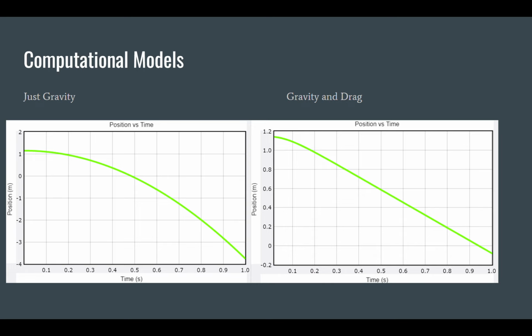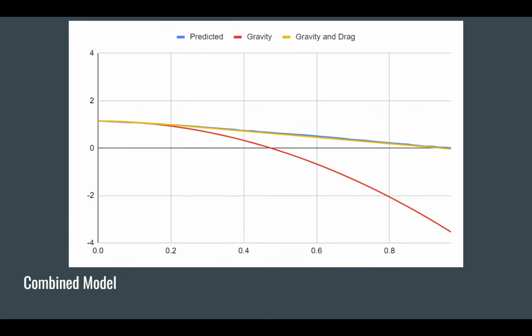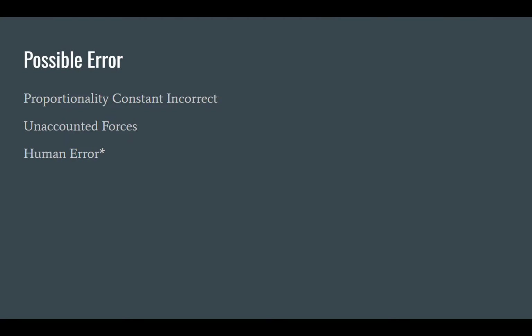As you can see, with just gravity, you have a much more predictable parabola. But you can see how at about a second, it's already at -4. But when you look at it with drag, you can see that same slight dip into a terminal velocity. And when you combine them, it becomes even more obvious, because the model with gravity and drag matches it almost perfectly.